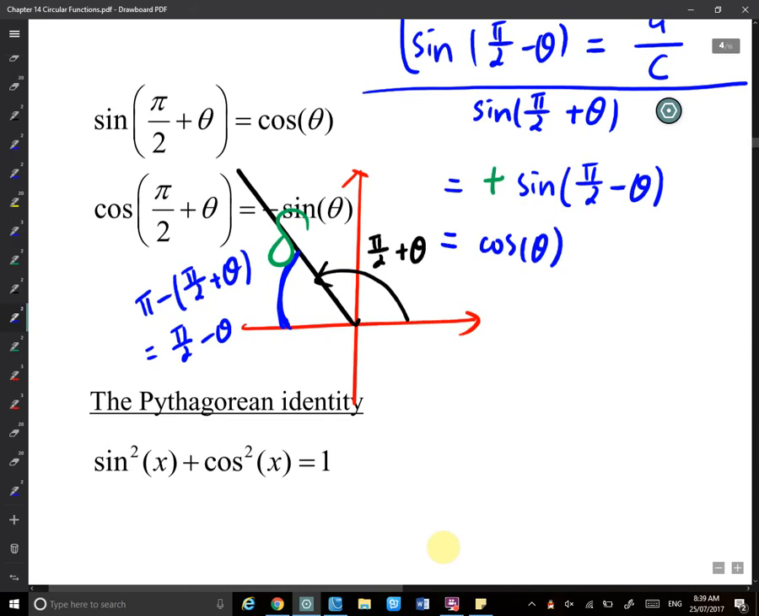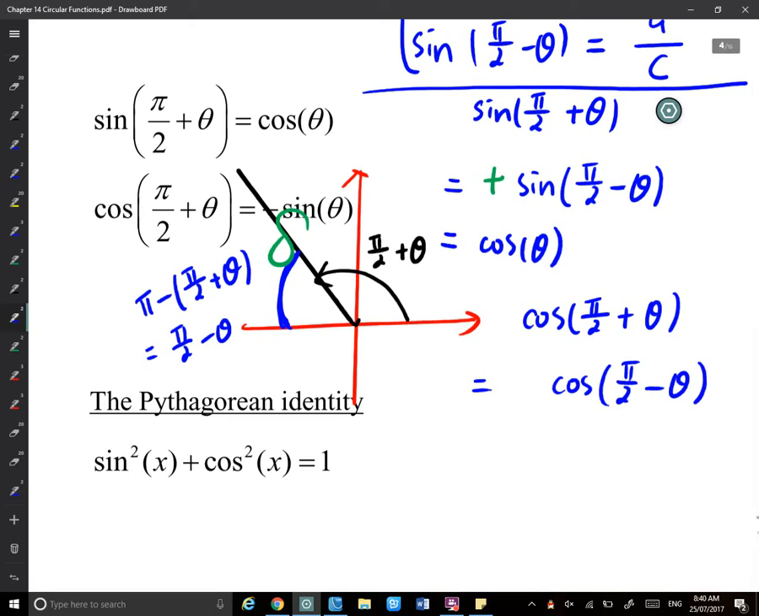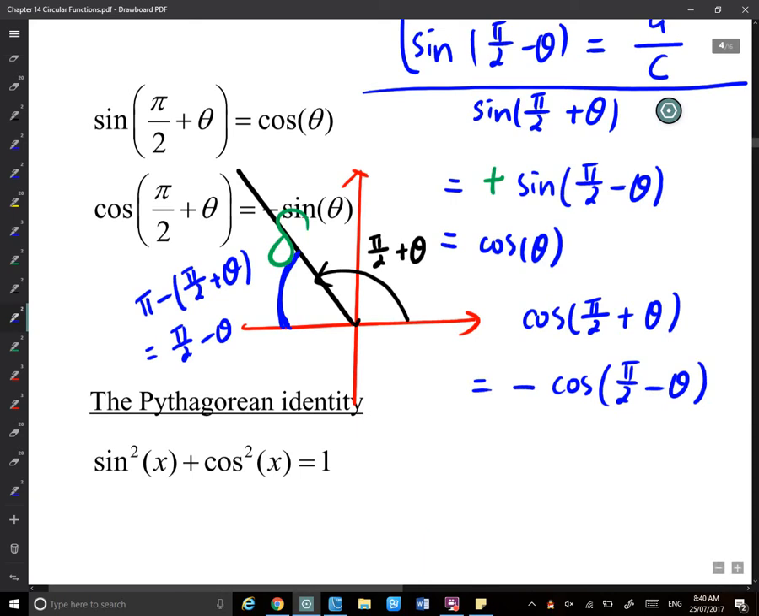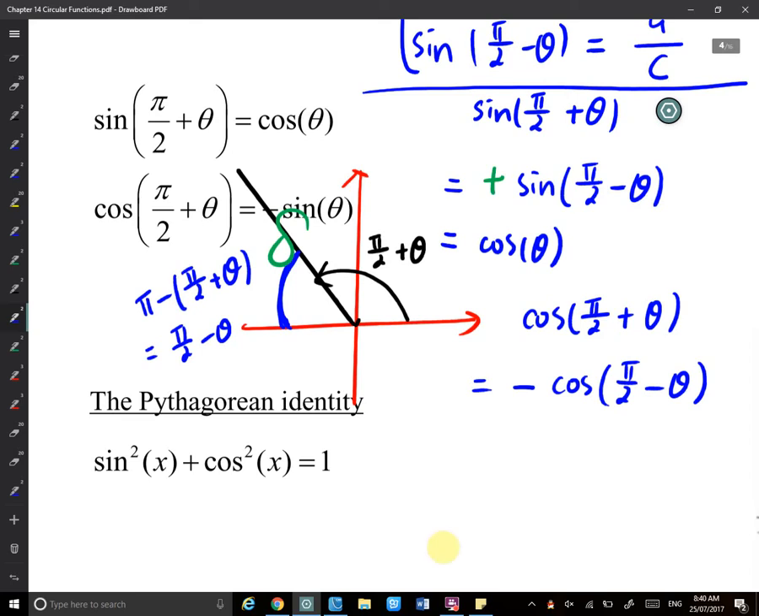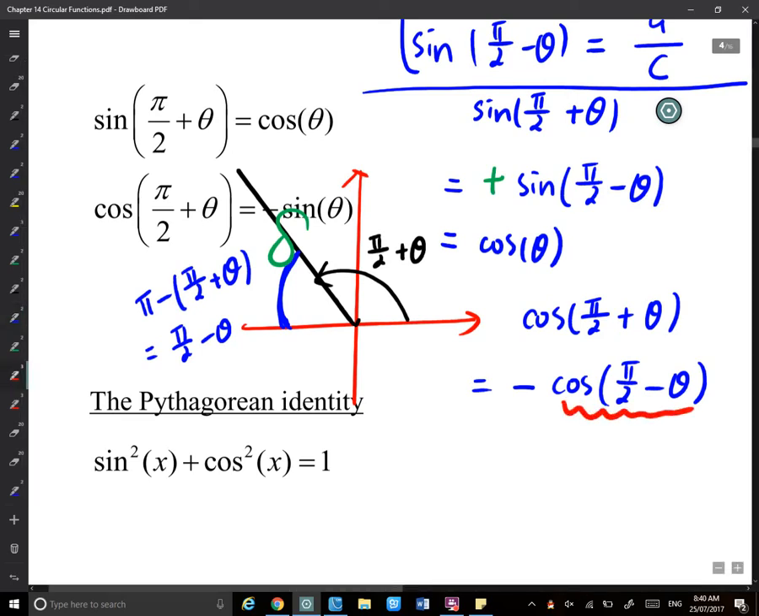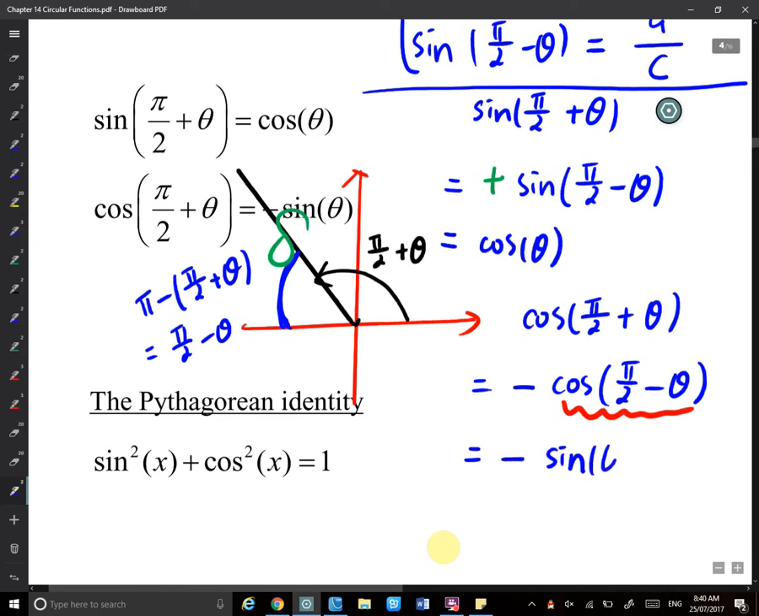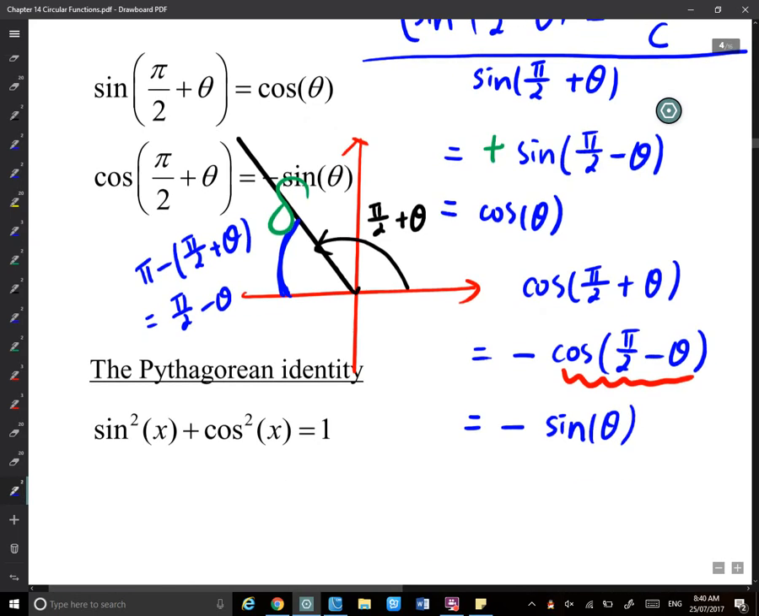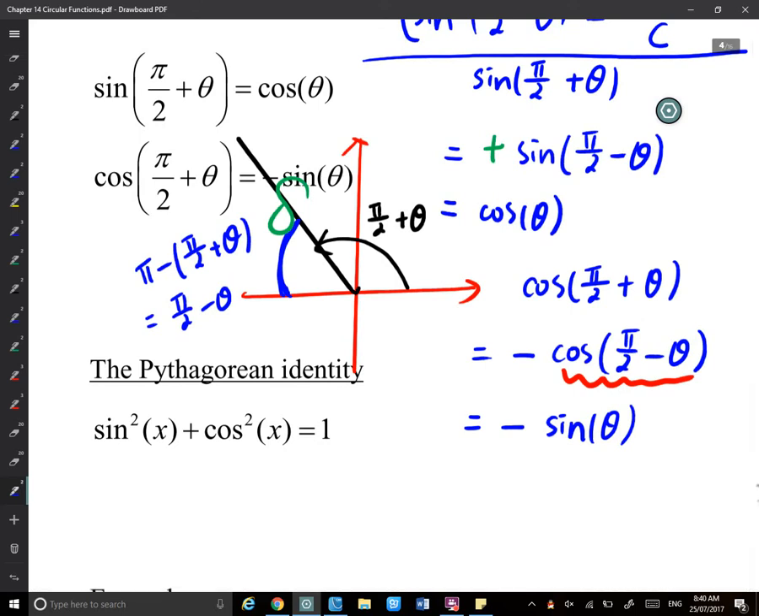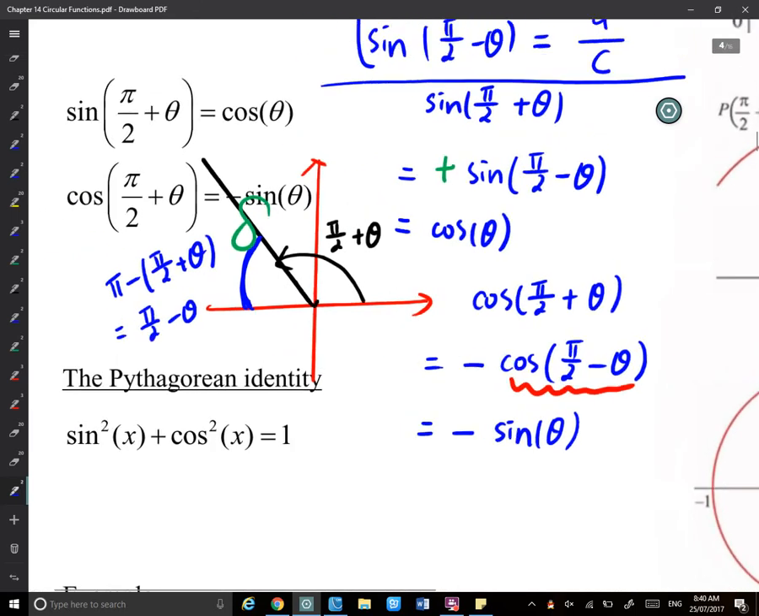Okay, I have cosine of pi over 2 plus theta as well. It is the same angle. It is in the second quadrant. And I want to change this into the reference angle, which is pi over 2 minus theta. I change the actual angle to the reference angle, and I think about the quadrant. This is the sine quadrant, so cosine will get a negative value. So I change that into negative. And I know cosine of pi over 2 minus theta is sine theta. So this equals negative sine theta. So cosine of pi over 2 plus theta is negative sine theta. That's how we do those two formulas.